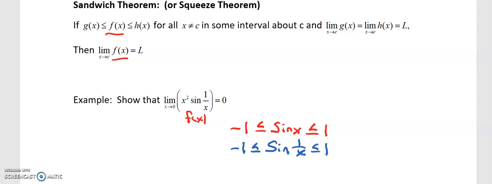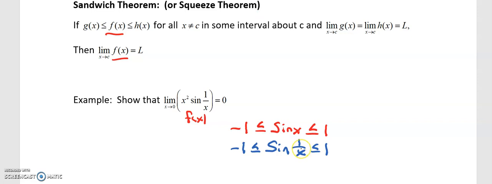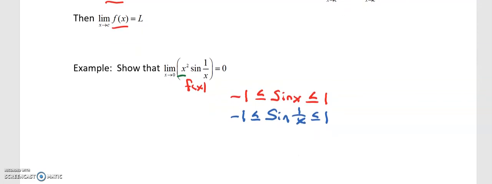All right, this next step though, if we think about this, I'm in pretty good shape. I have the sine of 1 over x between two values, -1 and 1. I need an x squared in this inequality. Well, algebraically, this next move is an algebraic manipulation in which I want to get an x squared inside here.